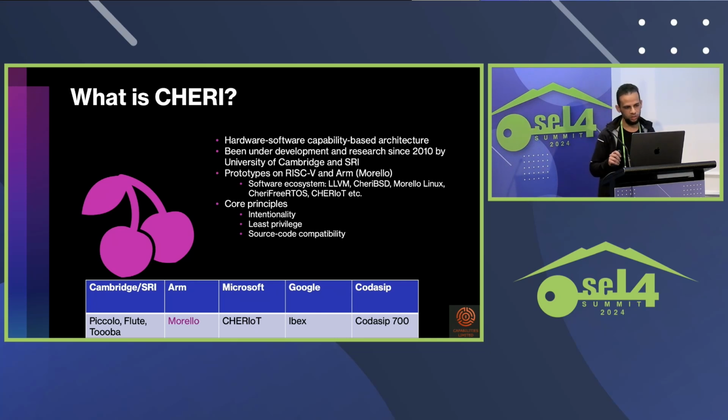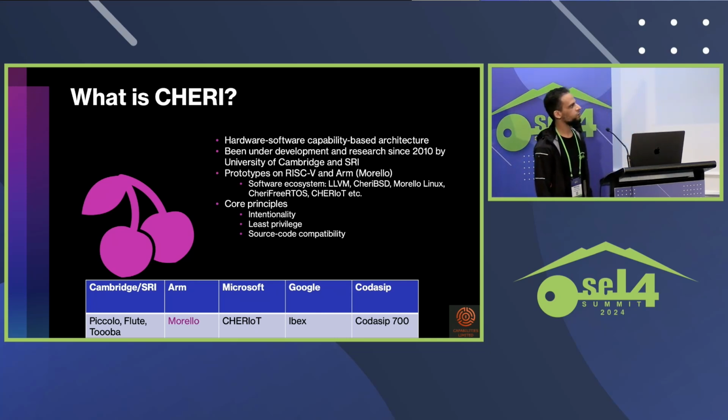We have different prototypes for CHERI in terms of software. We have the tool chain, which is mainly LLVM. We have different operating systems, CHERI-BSD, which is a port of FreeBSD to CHERI. It's running on CHERI-RISC-V and Morello. We also have Morello Linux from ARM, and for embedded systems we have CHERI-FreeRTOS, which doesn't have an MMU.